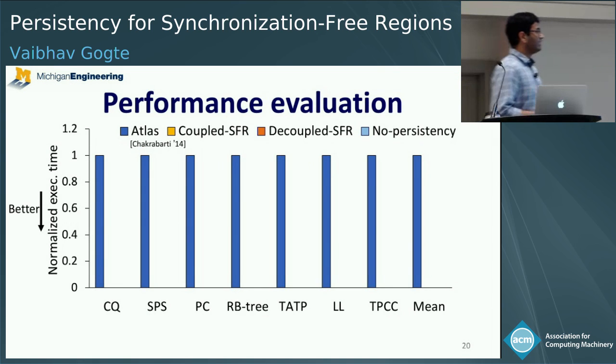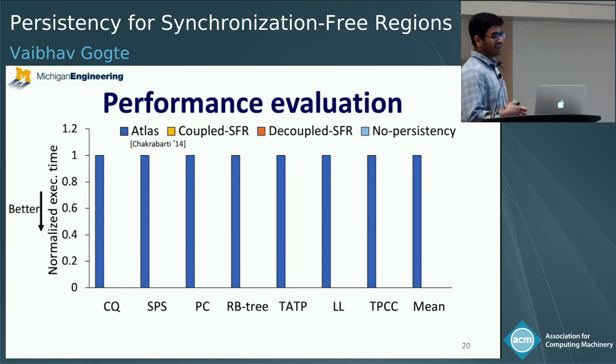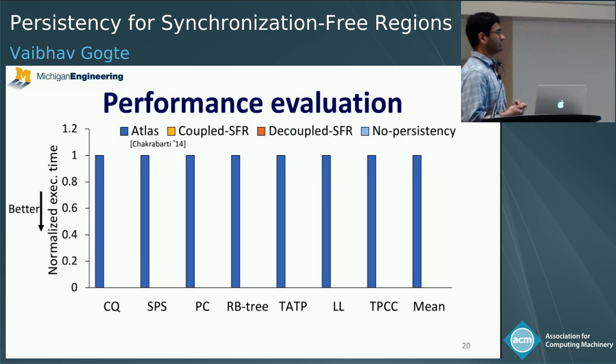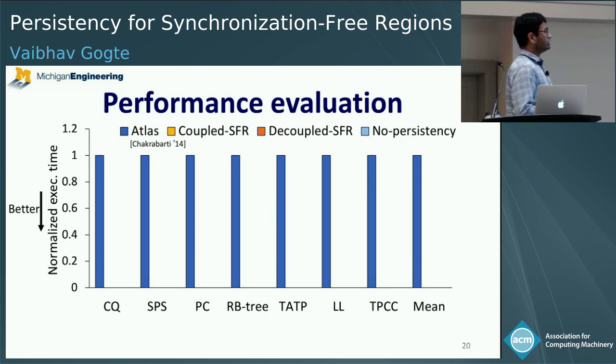This is the performance evaluation of our implementation. On the x-axis, I'm showing you the list of microbenchmarks that we use for our study. On y-axis is the normalized execution time. So lower is better. This execution time is normalized to Atlas, which is a state-of-the-art mechanism that enables failure atomicity for outermost critical sections, as I defined in the prior slides.